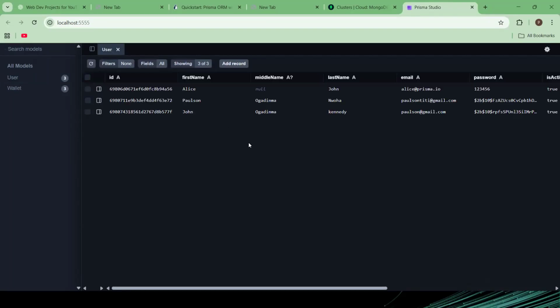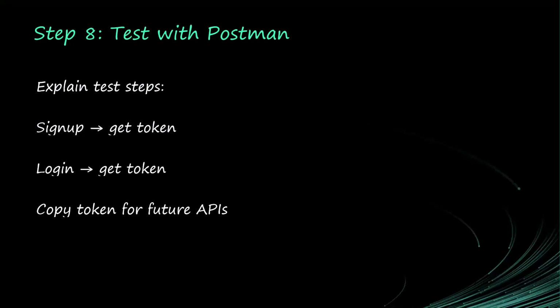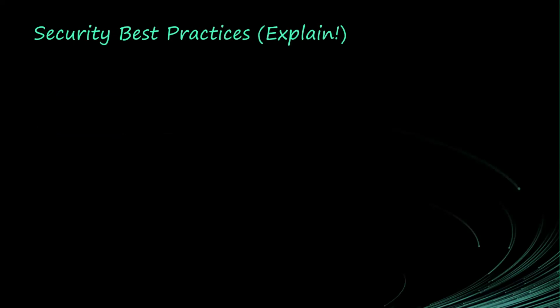It's okay if you have some confusions. Just contact me. So if I go to the users now, we are going to see all the users that we have in this database. You can see we have Alice. We have Paulson, we have John. So we have 3 users in this database now. So everything is correct now. So we have tested with Postman. We saw the token, we got the token, and we got the other user details that we have.